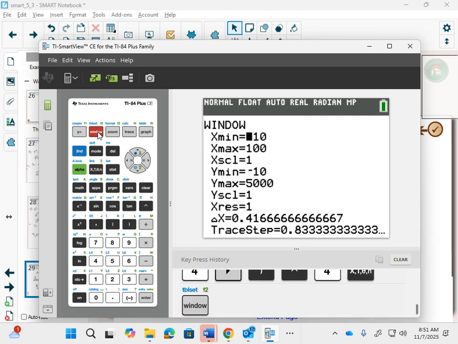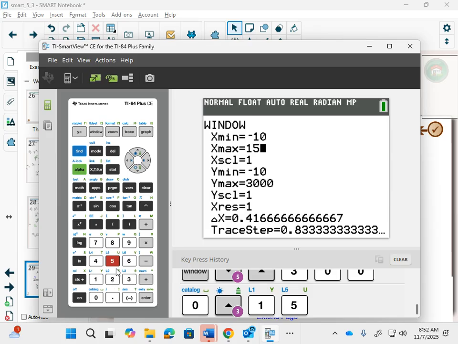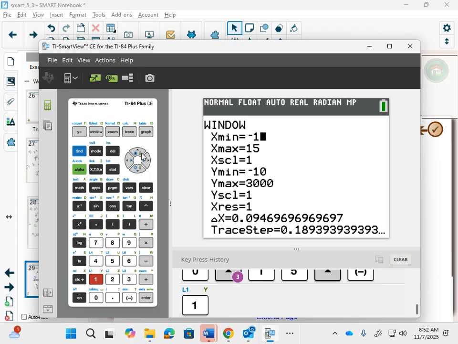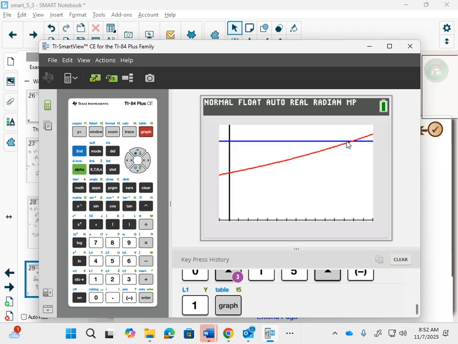So when I go to my window here, I need to see 2500. So you might put in a max of 3000 just to make sure you see 2500. We did some guessing and checking already. We know that the answer is going to be around 13. So I could go up to maybe 15 and see what that looks like. And I don't need to see a bunch of negative numbers, so maybe I'll just start at -1. Now when I hit graph, do those two graphs intersect on my graph?